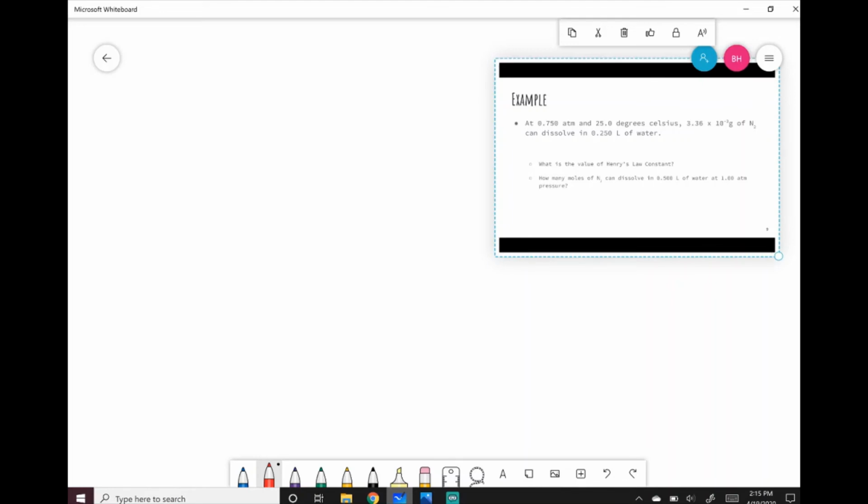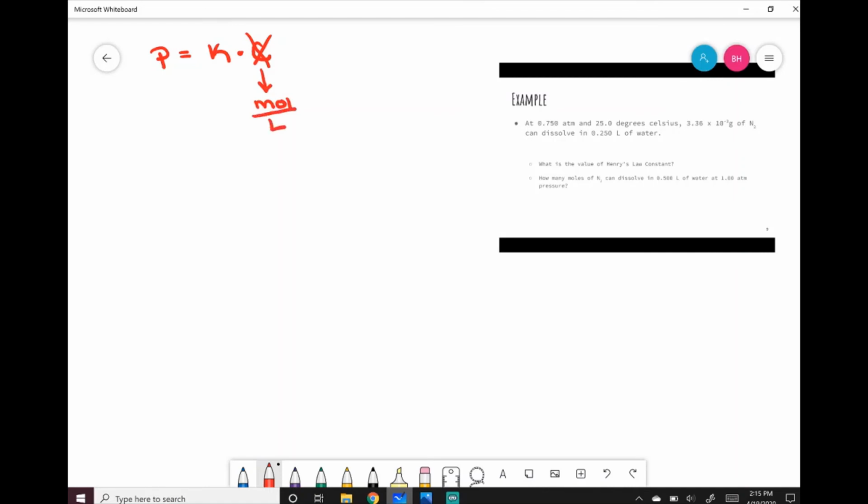So let's go ahead and remind ourselves about the equation. Our equation says P, which is the pressure, is equal to K, which is a constant, times C, which is concentration. Now for our case right now, I'm going to replace C with moles over liters because those are the units that we have.